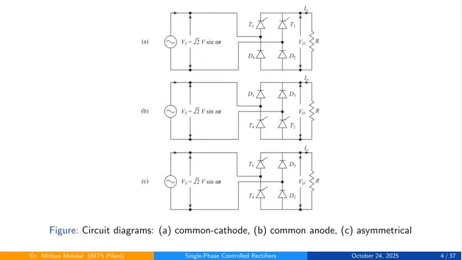So these are the circuits for the single phase half controlled rectifier. Here you can see the common cathode mode, the common anode mode, and the asymmetrical mode. In A, you can see there are two thyristors T1 and T3, and two diodes D4 and D2. Similarly, in the common anode mode, the thyristors are below and the diodes are above. In the asymmetrical mode, it is not in a symmetrical fashion: we have the thyristors on the left and the diodes on the right. So we will see the operation of the half controlled bridge rectifier.